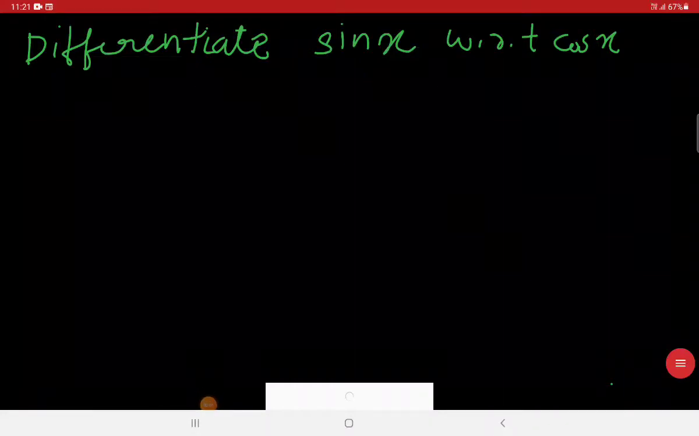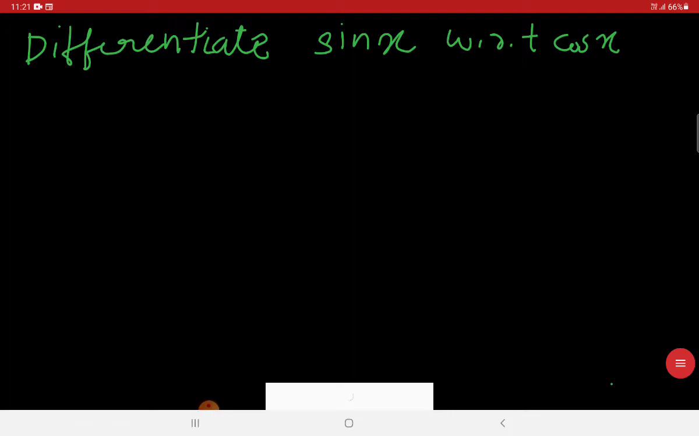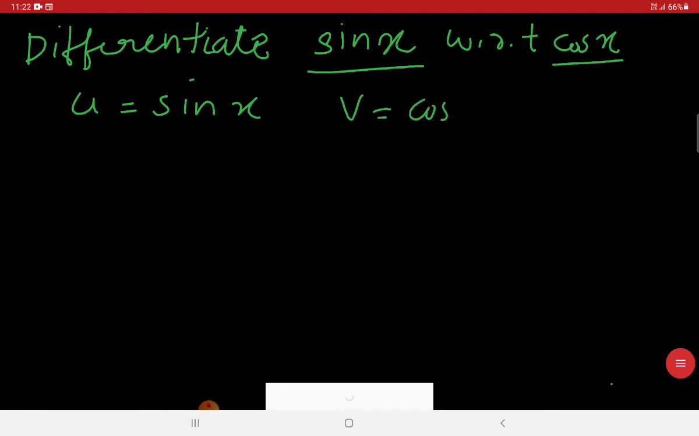Let us do some more problems in differentiation. Differentiate sin x with respect to cos x. See, you have to differentiate the function sin x with respect to another function cos x. Both are in the same variable x. So let us take u is equal to sin x and v is equal to cos x.